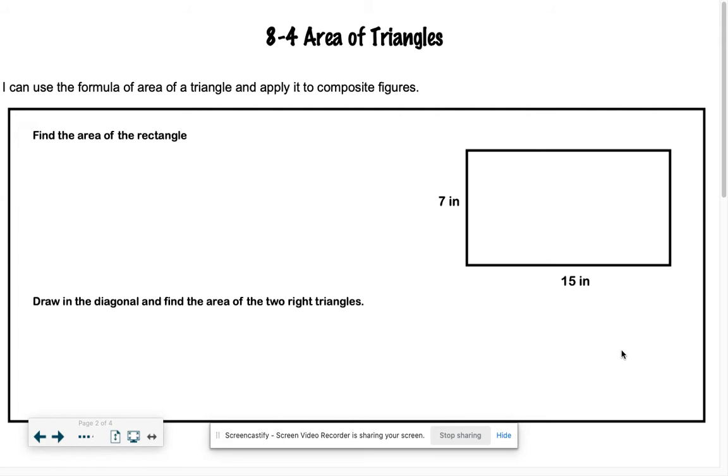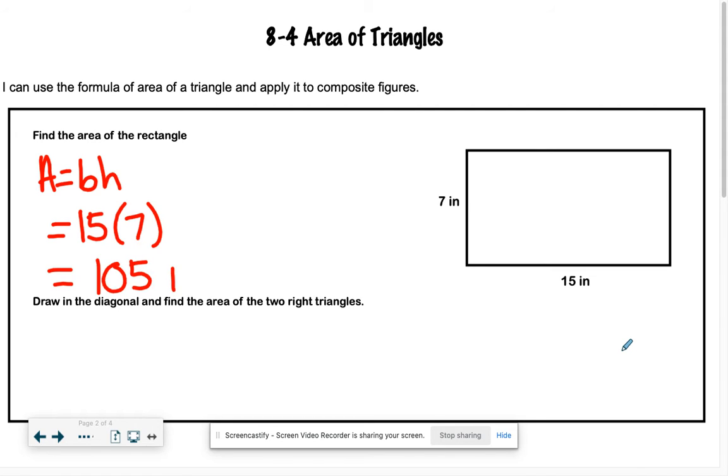Find the area of the rectangle. Do you guys remember how to find the area of a rectangle? Bottom times the other one. Yes, base times height. What is our base in this case? 15, and our height is 7. That's it. Now we multiply. 15 times 7 gives us 105, and then we do have our unit, so inches squared. Perfect.